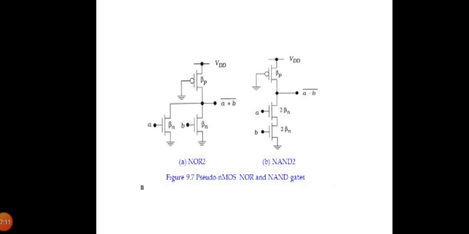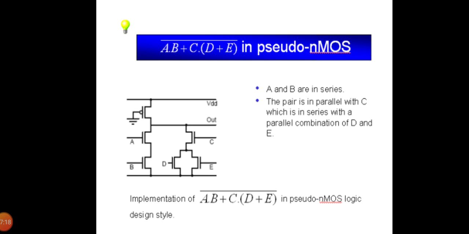And here is a sample of a pseudo NMOS OR gate and a NAND gate. So we can implement any logic function using pseudo NMOS. If a logic function is given in the question paper, you have to construct the function using NMOS transistors in the pull-down network, and the pull-up network has to be replaced by only a single PMOS transistor with its gate connected to ground.